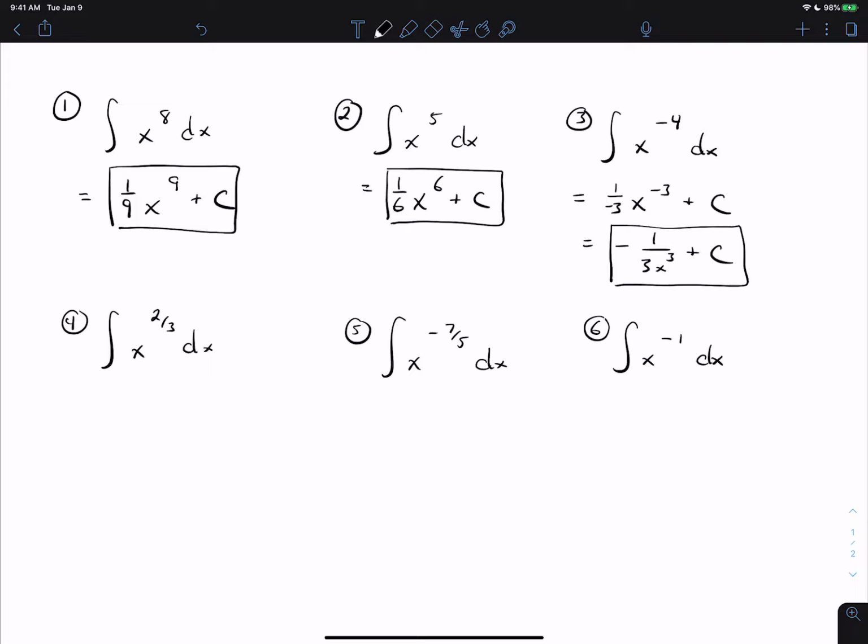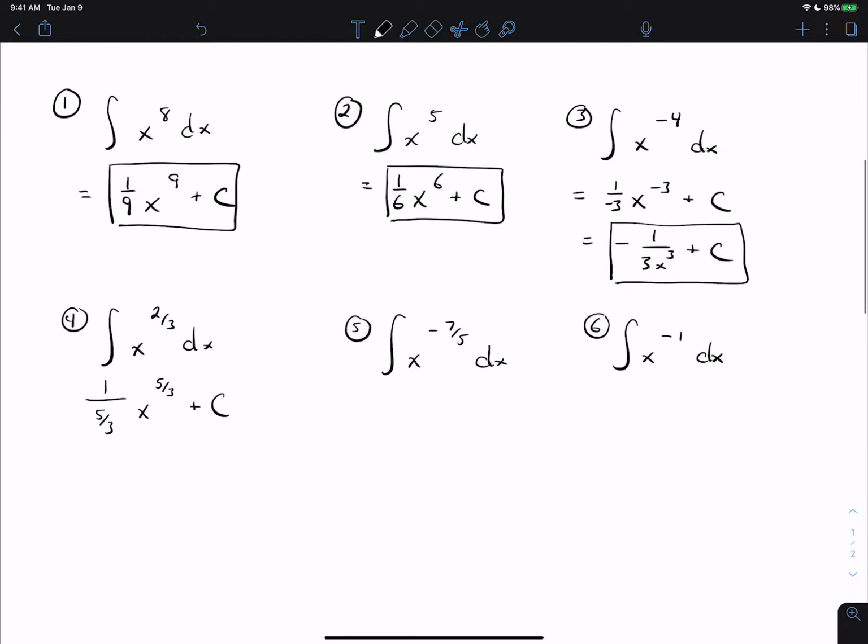For number 4, we can follow the same pattern. Start with x to the 5/3. If we follow exactly what we've been doing, we would put 1 over 5/3 in front. You don't have to write it like that, and you definitely should not leave it like that, but now we're following exactly the pattern that we did on the first 4 problems. So you add 1 to the power, it's 1 over whatever that is, and then x to whatever that is. When you have 1 over 5/3, that's the same thing as 3/5, obviously. So we get 3/5 x to the 5/3 plus c.